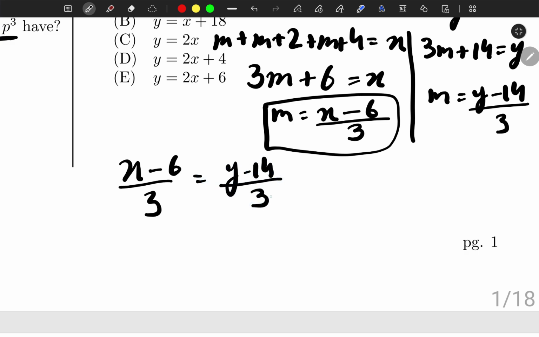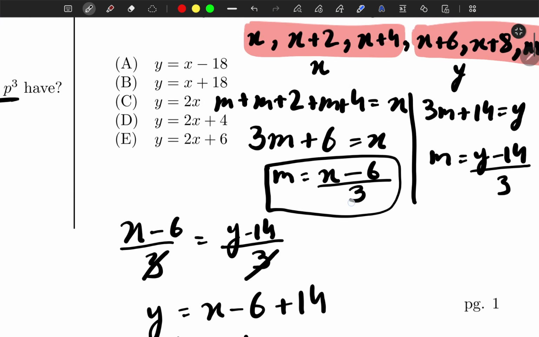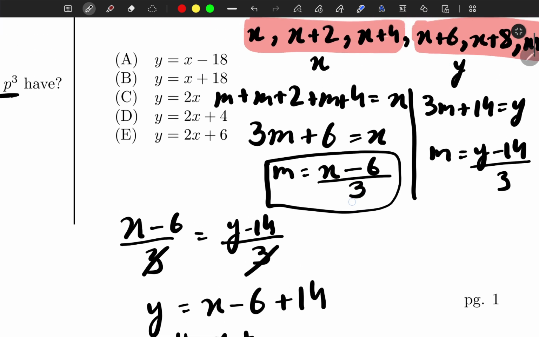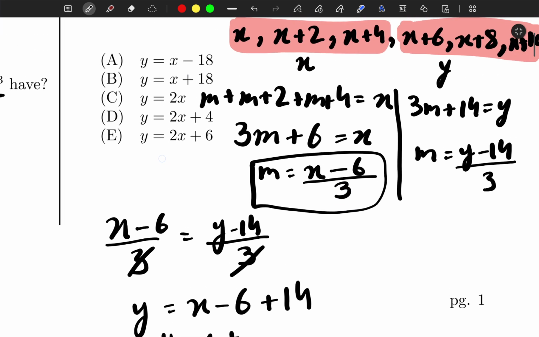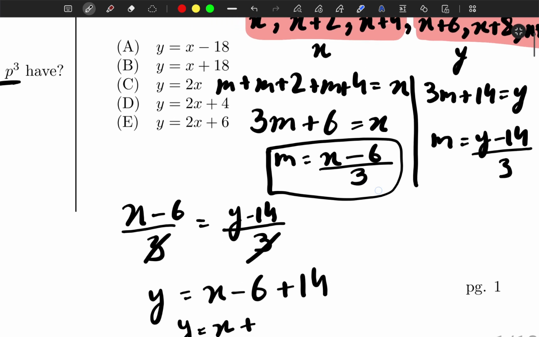3 is going to cancel, so we're going to be left with x. So we have to write in terms of y. So we'll write this as y is equal to x minus 6 plus 14, which is going to give us a final value of y is equal to x plus, wait, do we have an option here for that? How come we don't have an option for that?